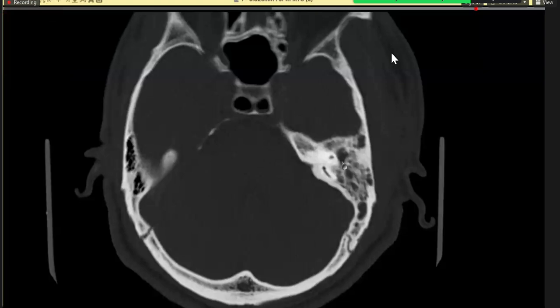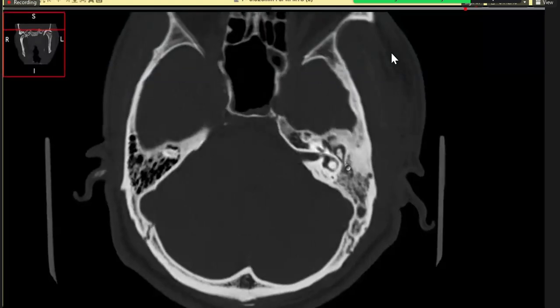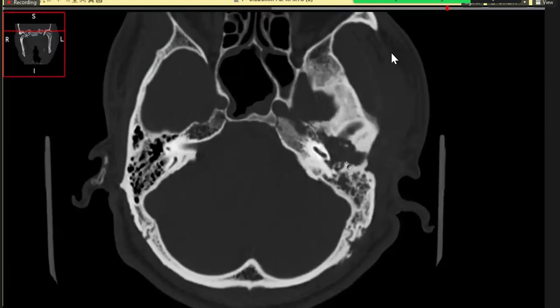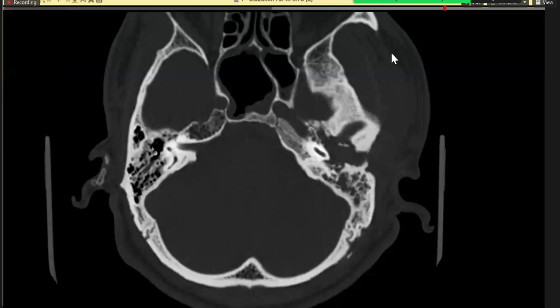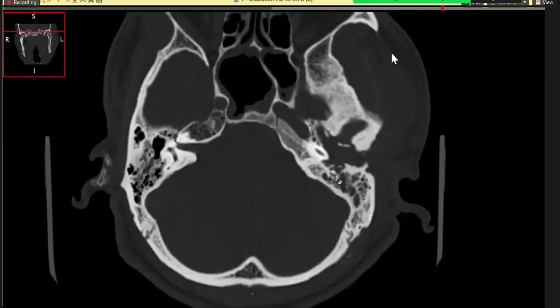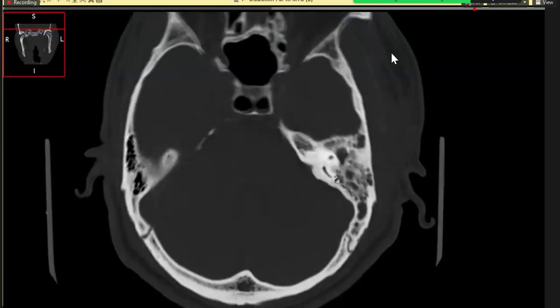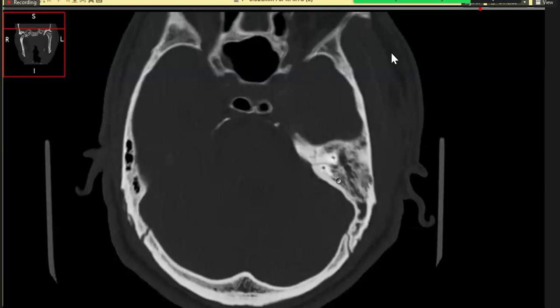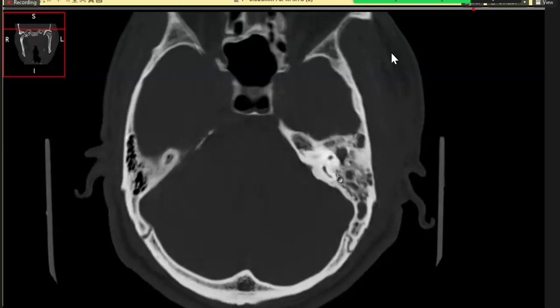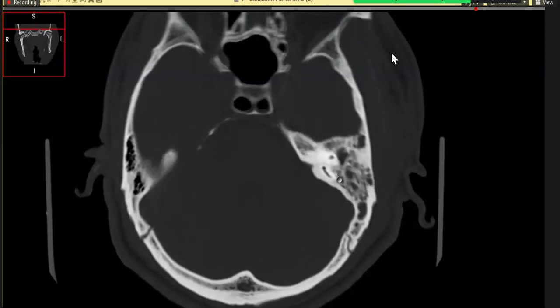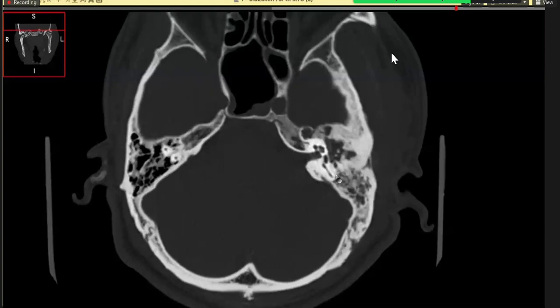Maybe I should have used a different word, opaque. Yeah, use the word opaque, opacity. There is a soft tissue opacity in the mastoid air cells, or they are opaque. That is how you, in temporal bone or paranasal sinuses, this is the word which you use.